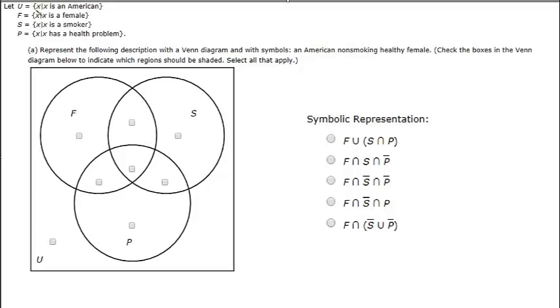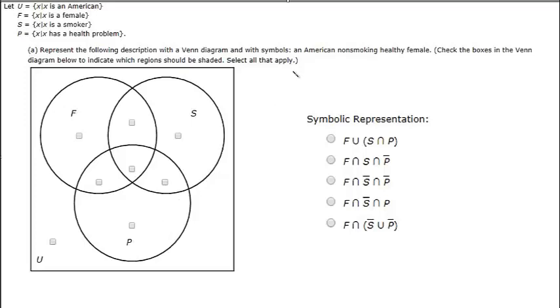is the fact that we have Americans. Alright, so everybody in here is an American. Set F as a smoker. Oh, female, sorry. S is a smoker. F is the female, S is a smoker, and P means you have a health problem. I don't know why we chose P for that. All right.